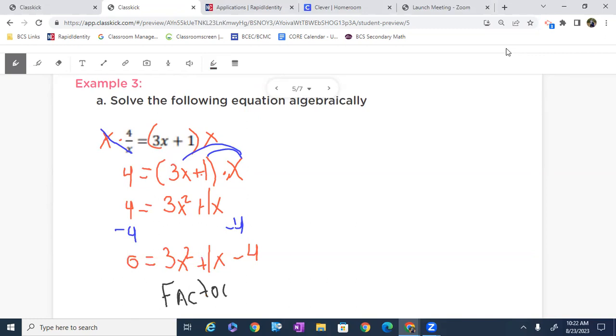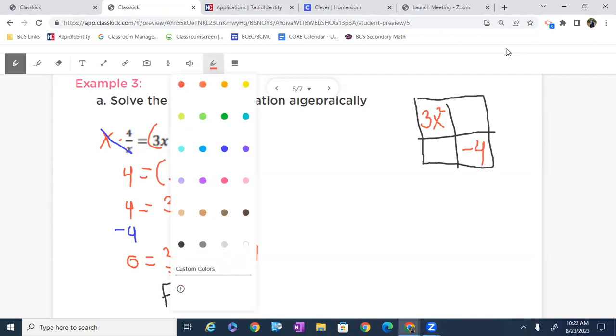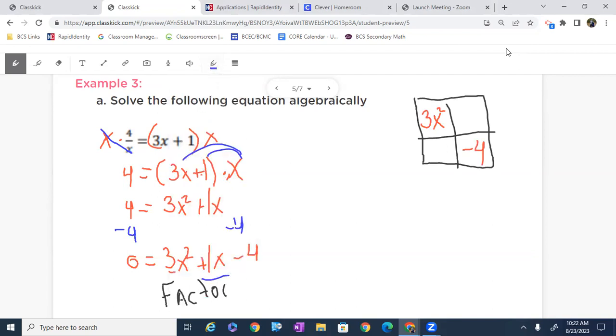So let's go ahead. I'm going to draw the area model, and then I'm going to begin filling in the area model with what I've got. If you remember, factoring with an a value, meaning that there's a number in front of x squared, I'm going to take that 3x squared and put it right here in that box. I'm going to put a minus 4 right here in this box. And then I'm going to take that middle number, 1x, and put it right here on the outside. And the reason why is this number plus this number, they need to add to 1x.